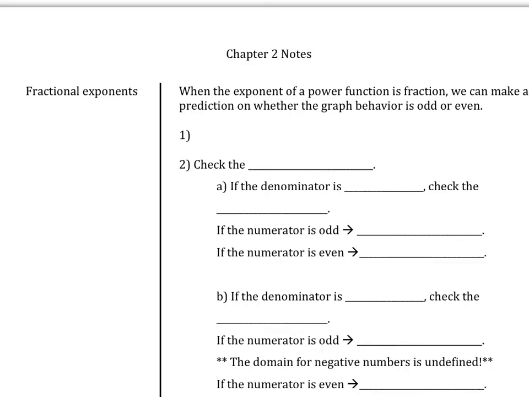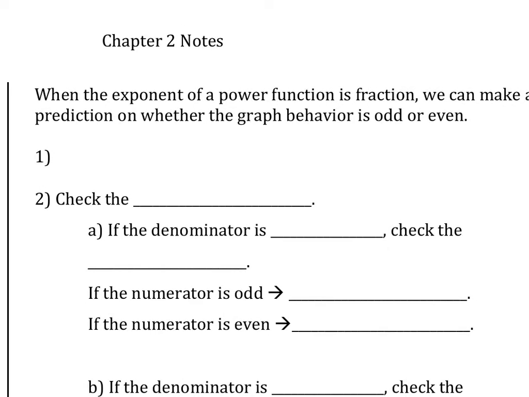Okay, so we are on page 9. We didn't finish this part yesterday. So fractional exponent, that means when you see the exponent being a fraction, not an integer, then we can predict whether the graph is going to be odd or even.